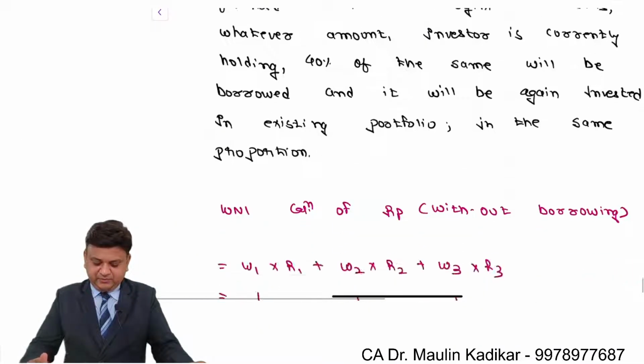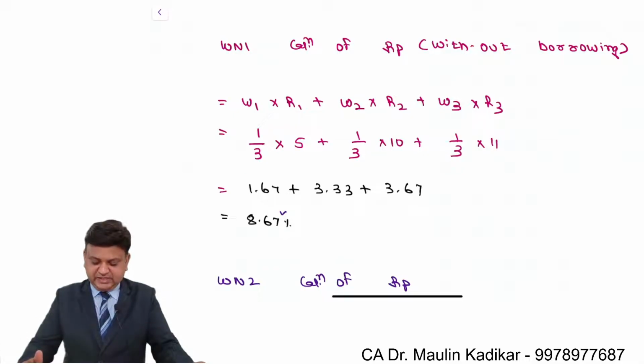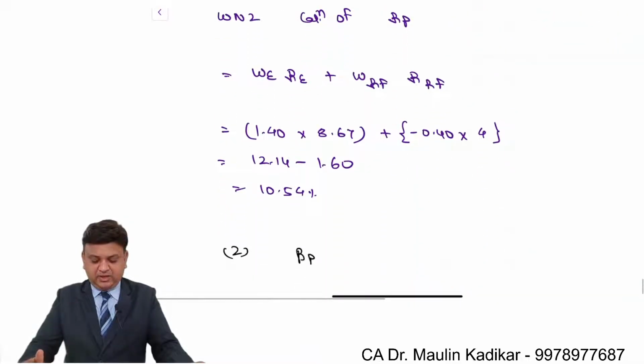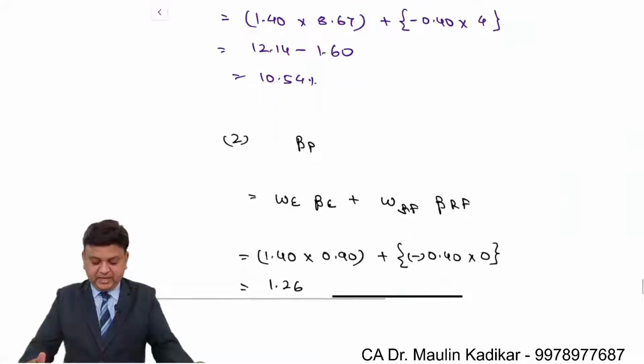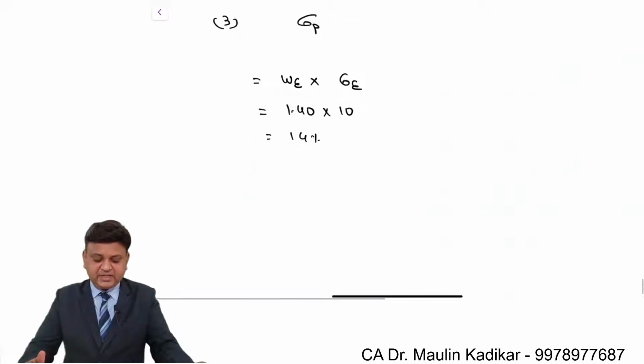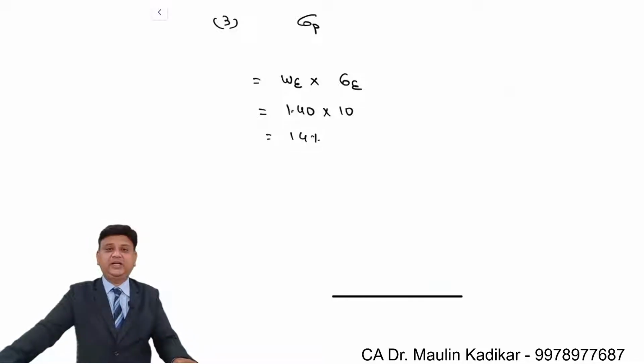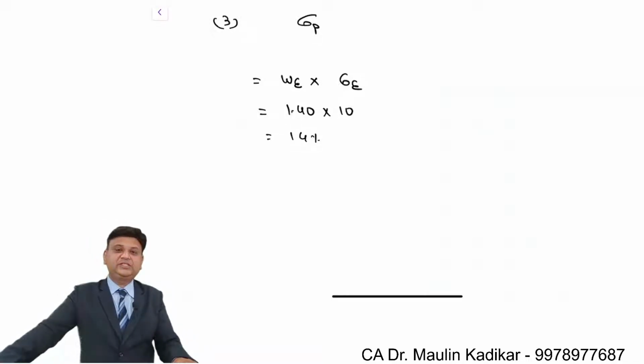That comes to 10.54 percentage. So we have calculated the answer in two steps. First is the return without considering the borrowing, and then considering the borrowing, what is the return. Next is the beta of the portfolio calculation, wherein once again it is a simple weighted average and the weight of existing will be taken as 1.40. Standard deviation, in that once again the weight of existing will be taken as 1.40 and with that we will calculate the answer.